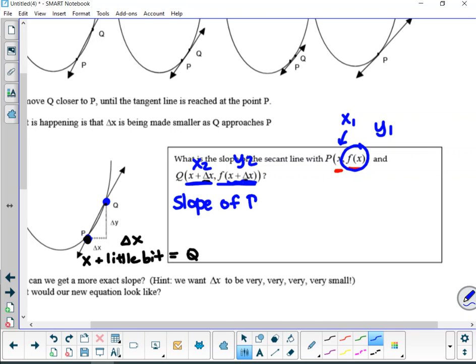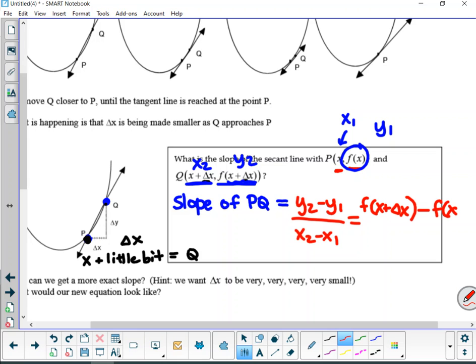So if I was going to do that, the slope of PQ would look like this. If I want to take y2 minus y1 over x2 minus x1, but I want to use my fun names. Everybody hang in there, we're going to get there. f of x plus delta x minus f of x.